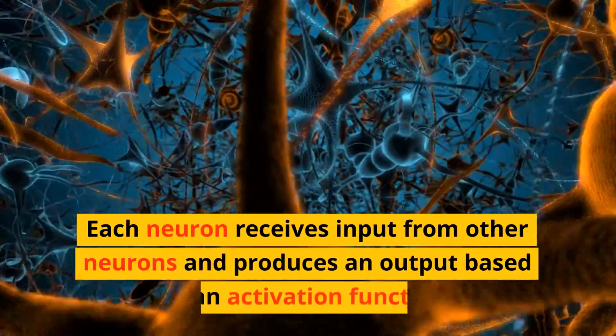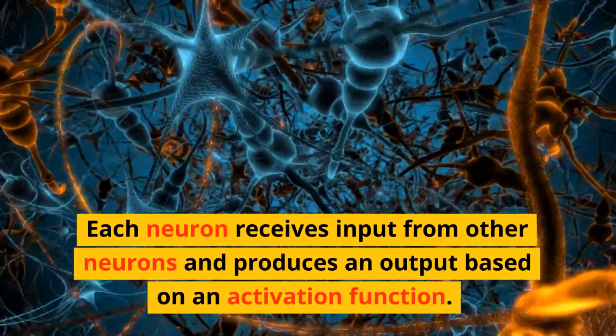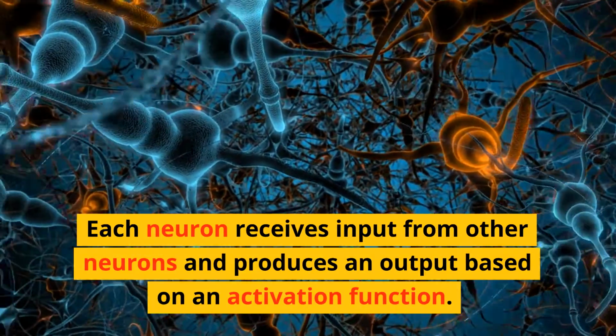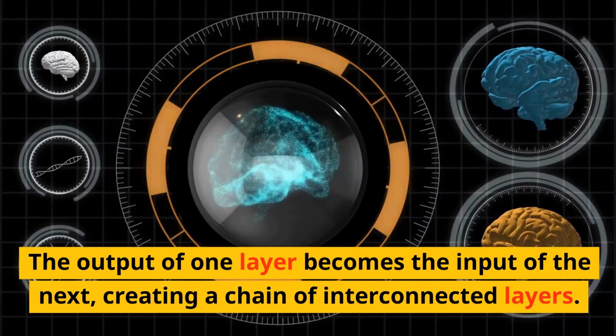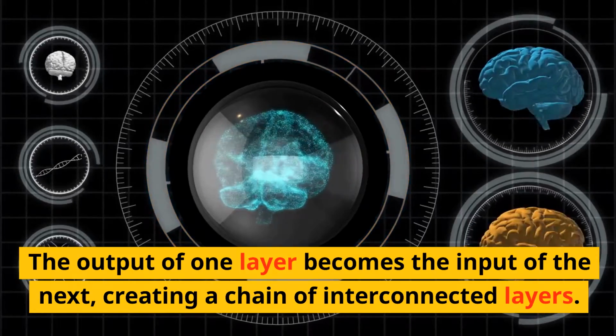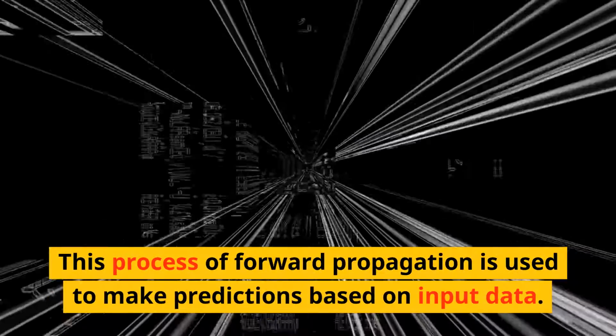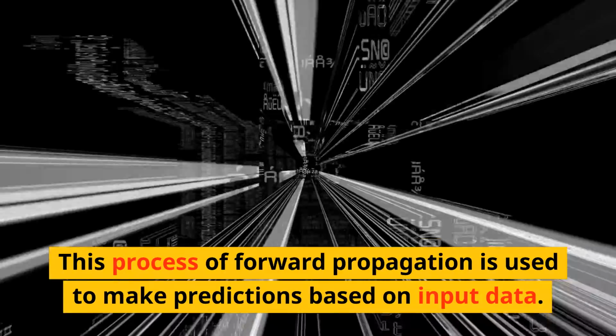Each neuron receives input from other neurons and produces an output based on an activation function. The output of one layer becomes the input of the next, creating a chain of interconnected layers. This process of forward propagation is used to make predictions based on input data.